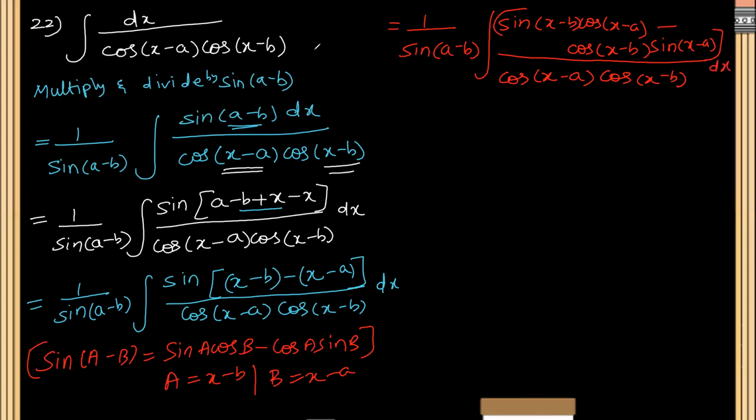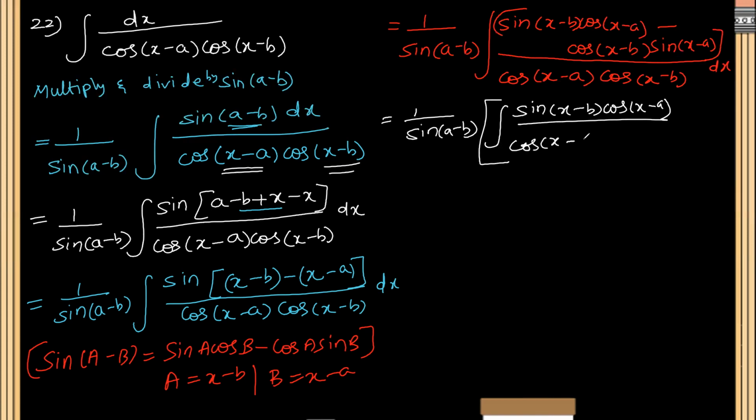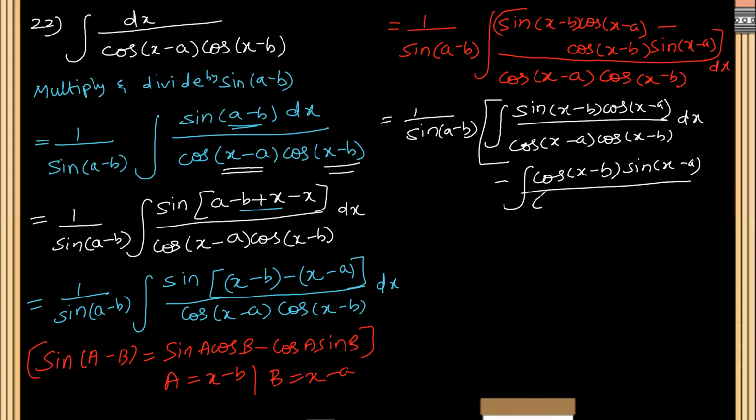As we have subtraction in between, we can split this as two integrals. Let this 1 by sine of a minus b remain common outside. This can be written as sine of x minus b into cos of x minus a, the whole by cos of x minus a into cos of x minus b dx, in between minus cos of x minus b into sine of x minus a, the whole by cos of x minus a into cos of x minus b dx.